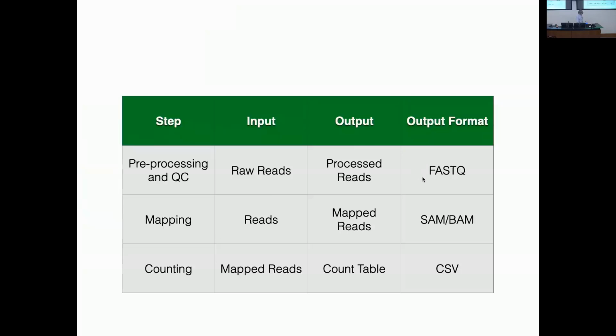Then the pre-processed FASTQ is going to be input to the mapping step. The mapping step is going to output a file in a format called SAM or BAM. I'll show you that later. Actually, I'm going to show you all these files later. Then that SAM or BAM file, almost always a BAM file, is going to be input to the counting step. And the output of that is just a table of counts, usually in a CSV or TSV format.